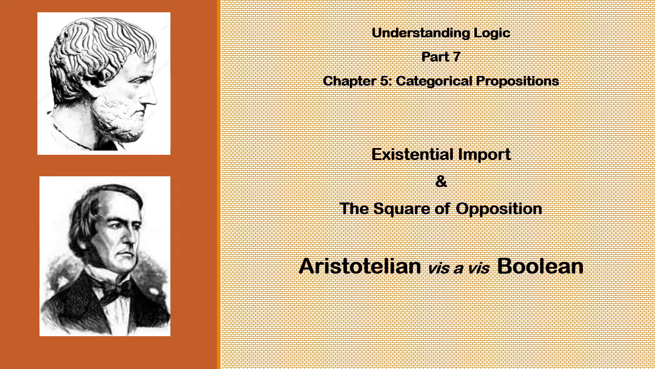So it is a very important concept for us to move on to the next section, that is the drawing of Venn diagrams of categorical propositions. So it is very important for us to understand existential import and the Boolean interpretation of the square of opposition with respect and in contrast to the Aristotelian square of opposition. So let's begin.